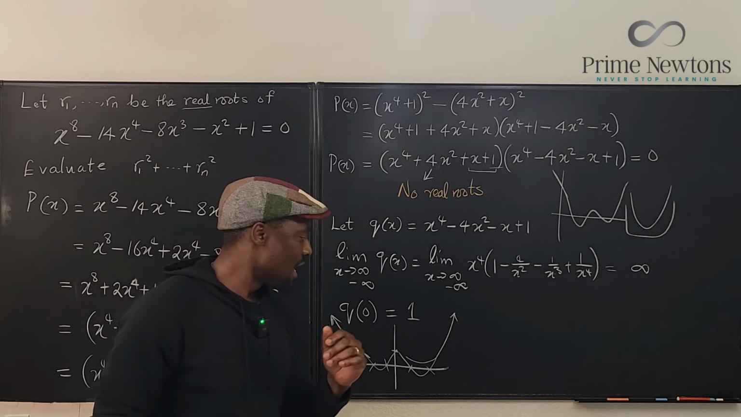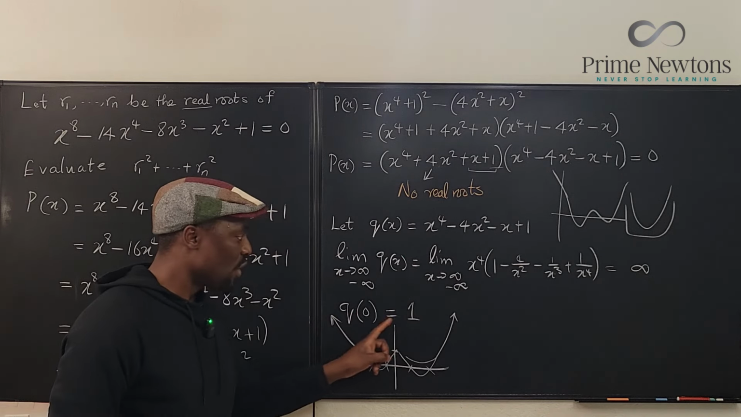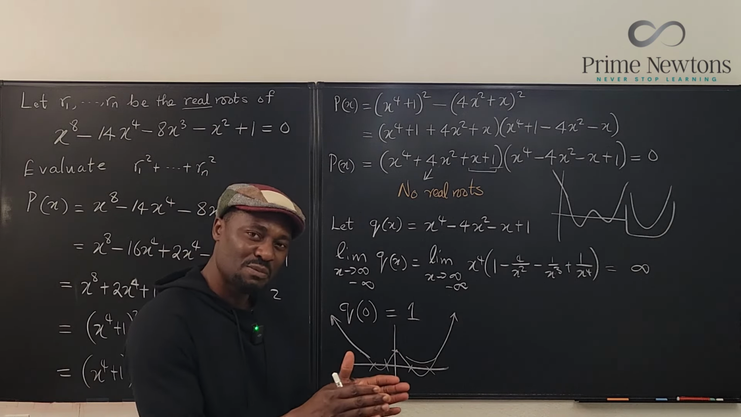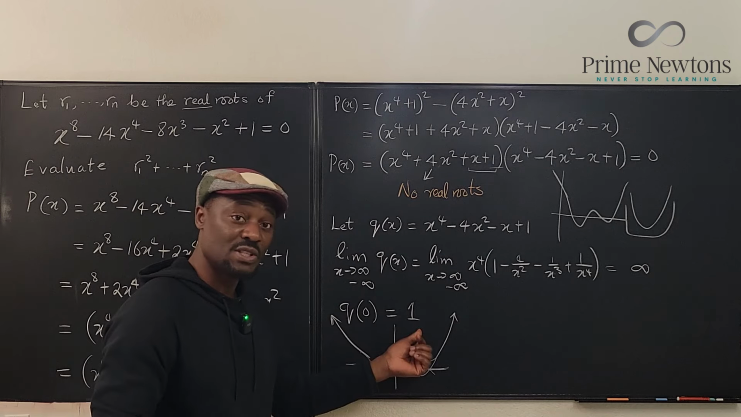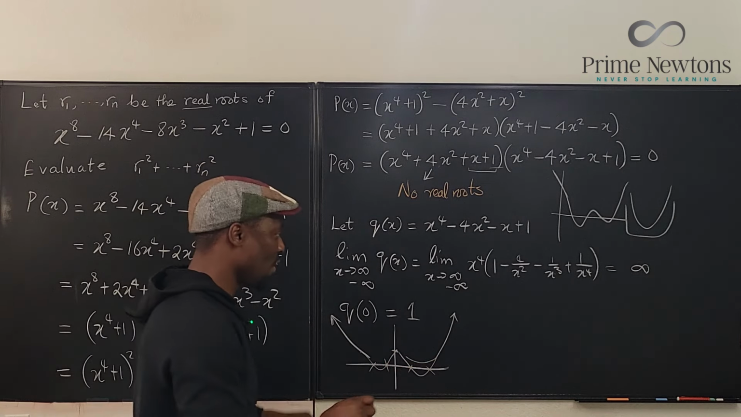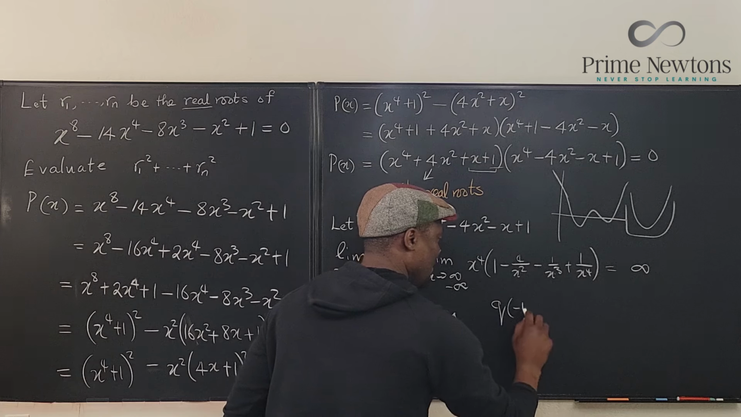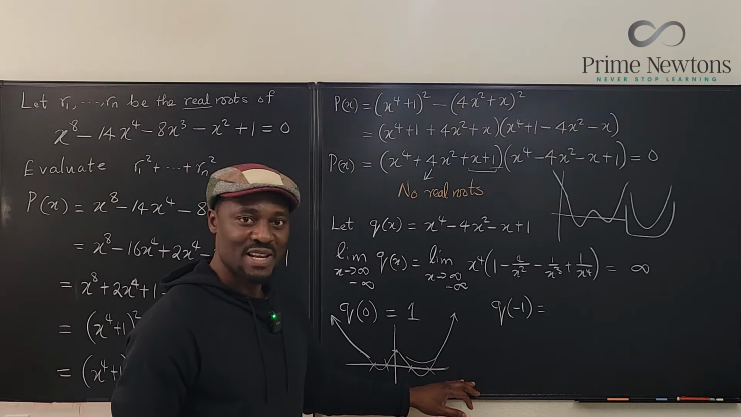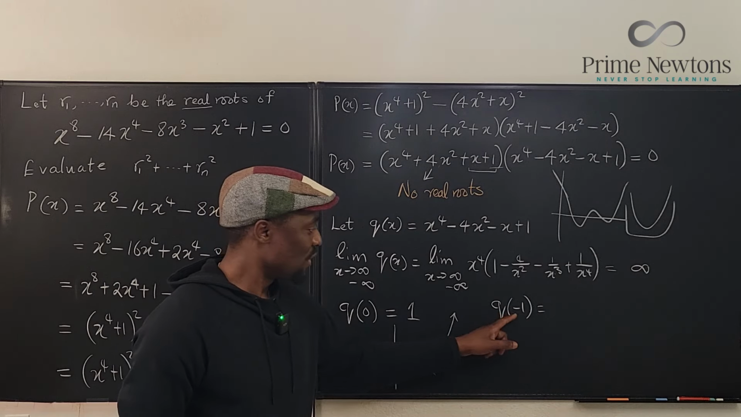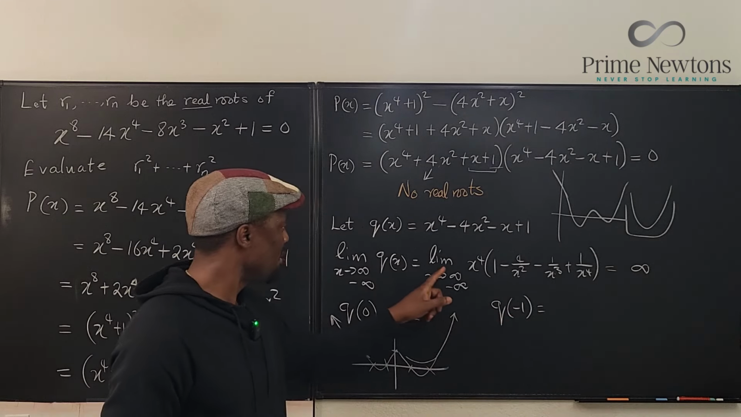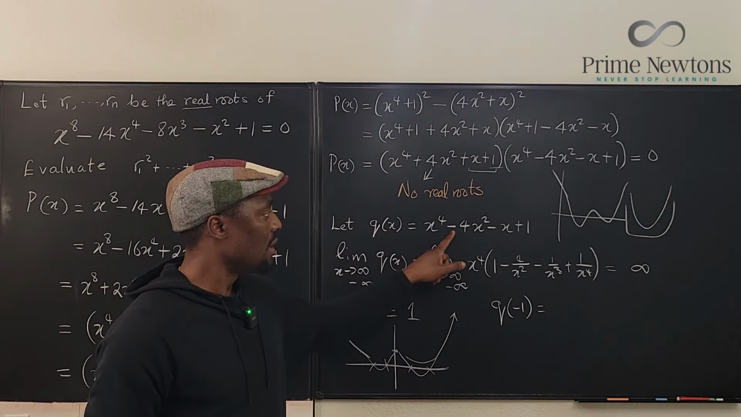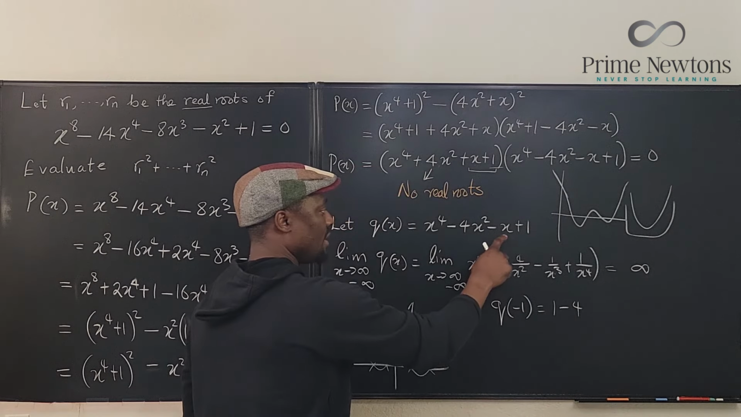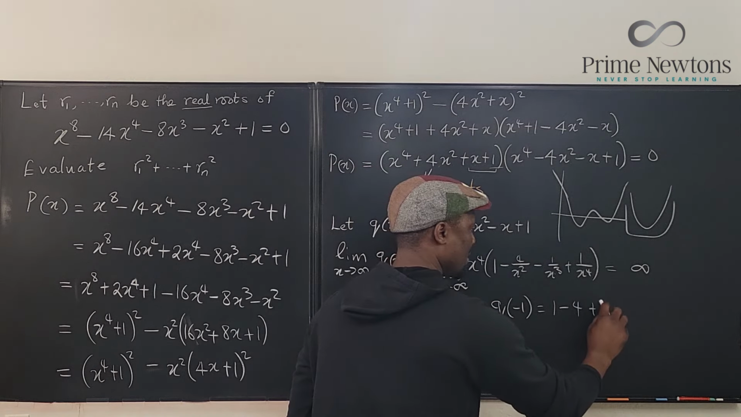Since we plugged in 0 and got 1, which is a positive number, we want to see what happens if we plug in a number just before 0. So let's plug in -1. We're going to say q of -1. What's going to happen if we plug in -1 into this polynomial? This is going to be 1 minus 4, 1 minus 4. Let's plug in -1 here. It's going to be +1 plus 1.